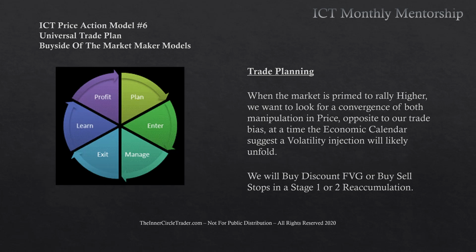Trade planning. When the market is primed to rally higher, we want to look for a convergence of both manipulation and price, opposite to our trade bias, in this case something dropping lower for a Judas swing, at a time that the economic calendar suggests a volatility injection will likely unfold. We will buy discount fair value gaps or buy sell stops in a stage 1 or 2 reaccumulation.